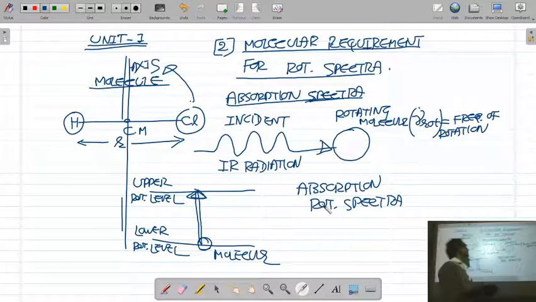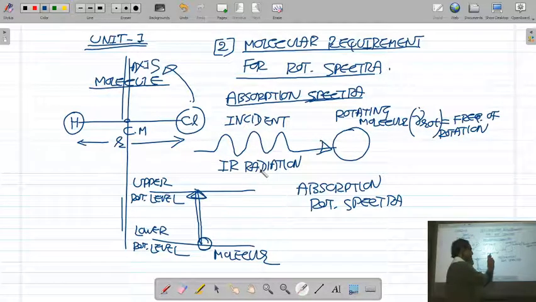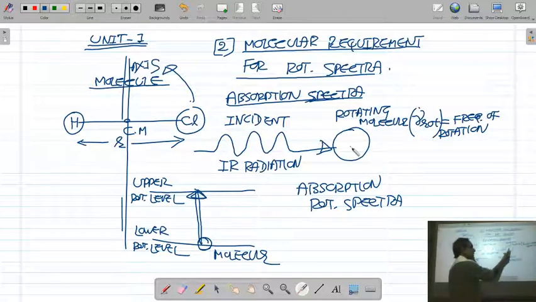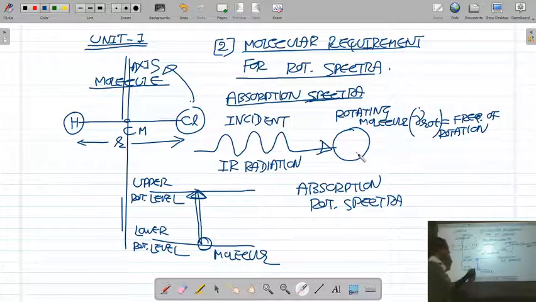So this is very important. When infrared radiation is incident on the molecule and the frequency of the infrared radiation is equal to the frequency of rotation of the molecule, then there is an interaction between the infrared radiation and the molecule. The molecule will absorb the radiation, its rotational energy will increase, and the molecule goes from lower rotational level to the upper rotational level, giving the absorption rotational spectra.